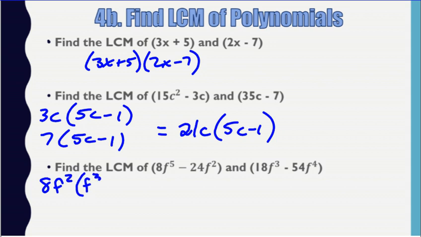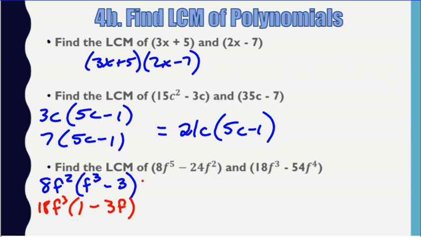f cubed minus 3. Next one, I can take an 18 out. We can take 3 f's out. That leaves me with an f. Actually, it leaves me with 1 minus 54 divided by 18 is 3, and then f.